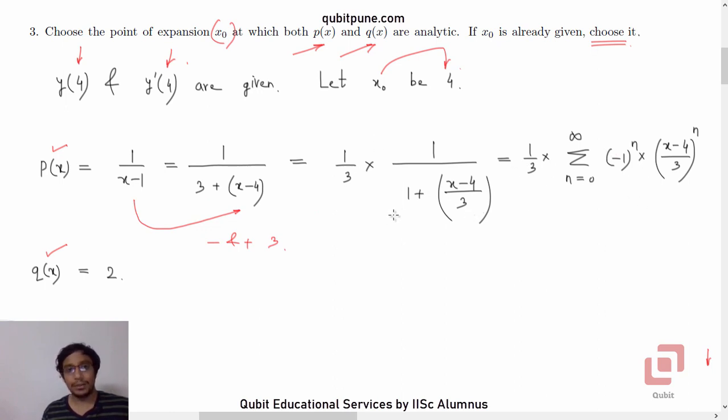Okay, 1 upon 3 into 1 plus x minus 4 upon 3, or 1 upon 3 into summation as n goes from 0 to infinity, minus 1 raised to n into x minus 4 upon 3 raised to n. Because we would like it to be in the form 1 minus r plus r squared, and so on. And where does it converge? It converges when the absolute value of r is less than 1. We very well know this result.